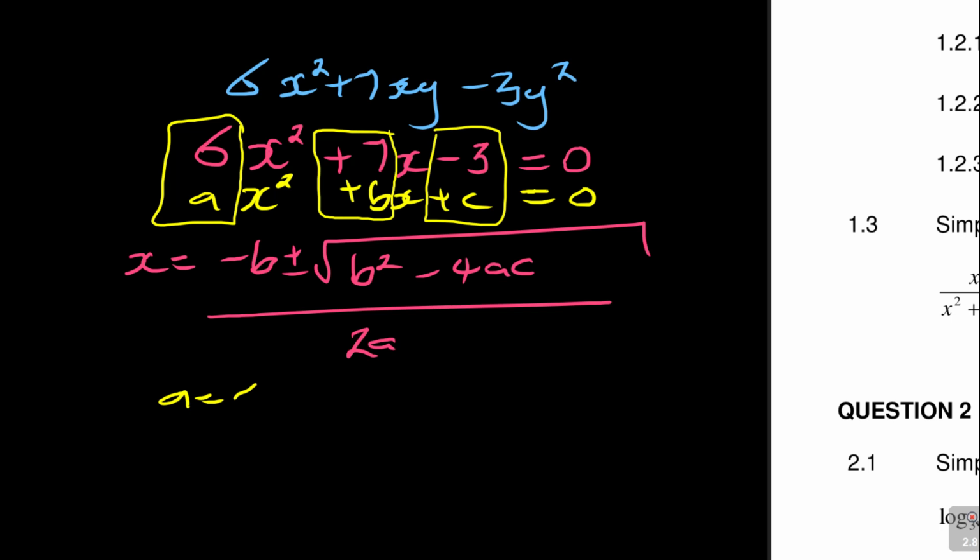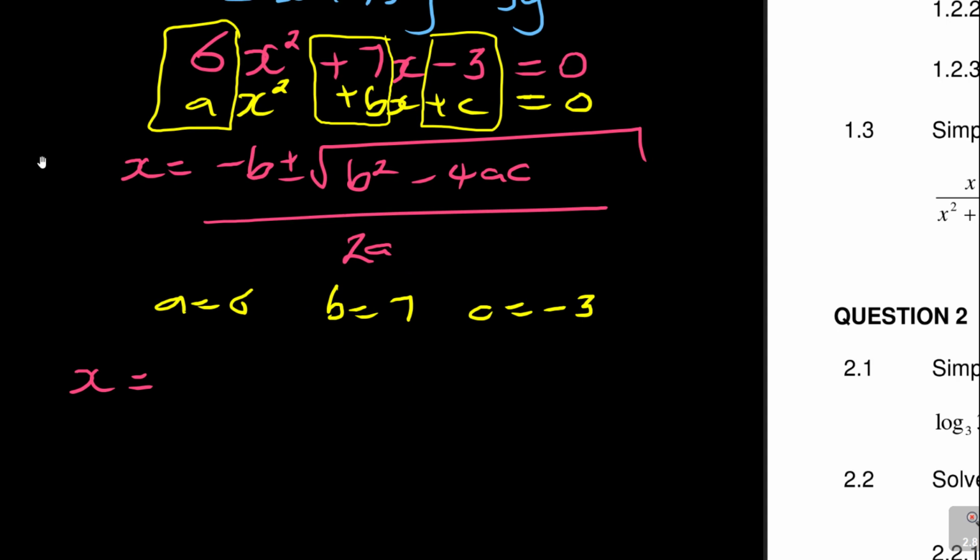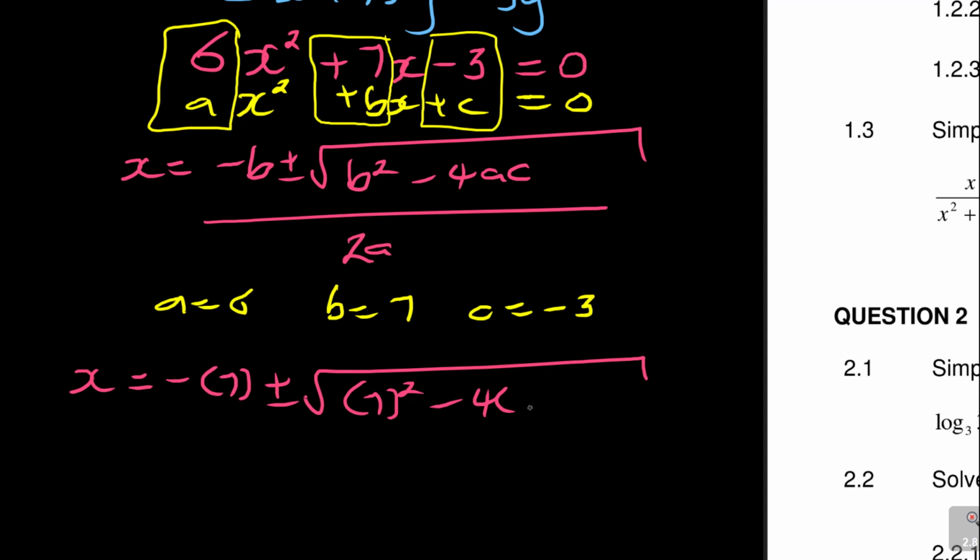A is equal to 6, b is equal to 7. All these are positive. C is negative 3. I think that then becomes what? If you solve it now, x is equal to minus b. So it's minus bracket 7. Put a bracket, obviously. 7 squared, b squared, minus 4a, a is 6, c is negative 3, all over 2a, which is 6.